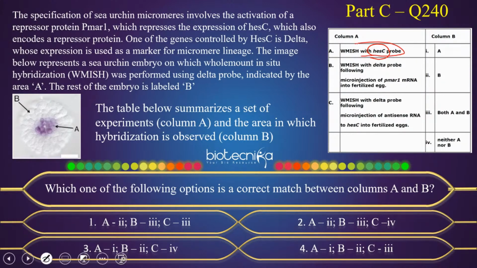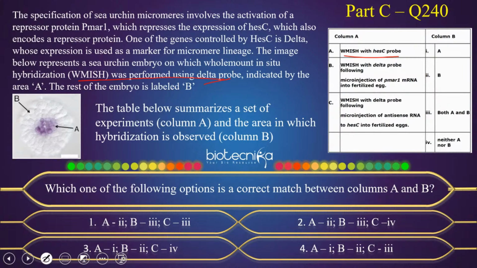So if you do WMISH with HESC probe, then where will you see the expression? Where will that color appear? If you do WMISH for delta probe, that means the color will only be present where delta is getting expressed. Got it, Amit? Where delta is getting expressed, there only you're getting color. Same if you do WMISH with HESC probe, you'll get color only where HESC is present.